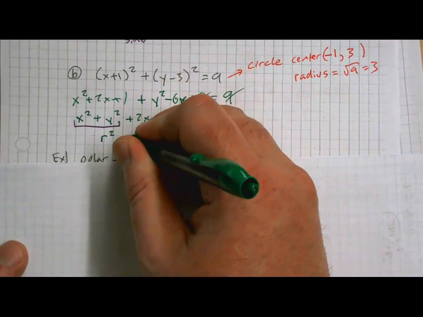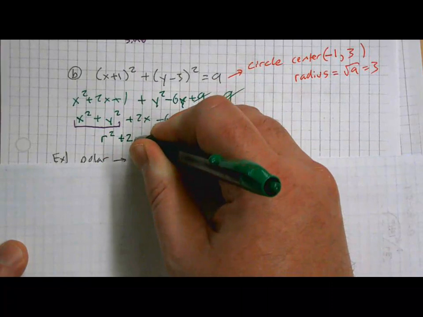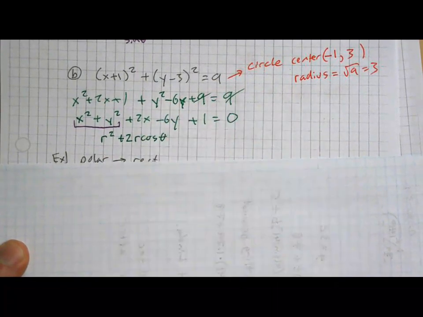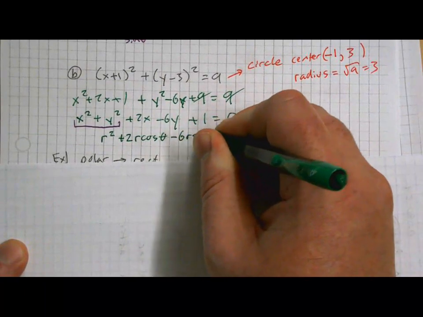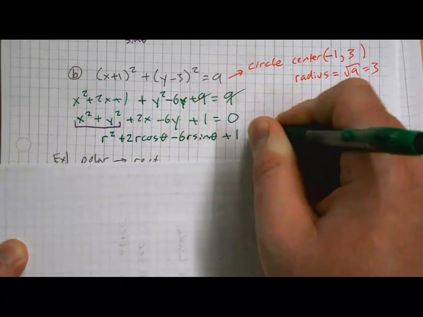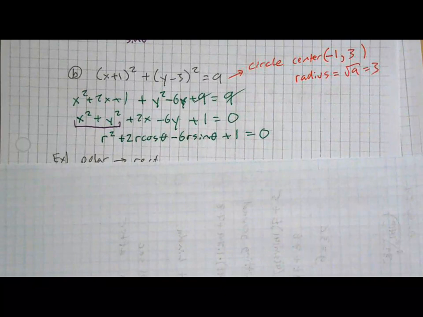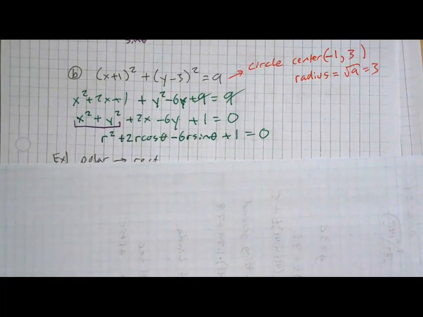2x, that's just 2 times r cosine theta. And negative 6y, that's just negative 6 times r sine theta. And if we could, we would try and get r by itself, but since there are r squareds and r's, that's not going to be feasible. So we'll leave it like that.